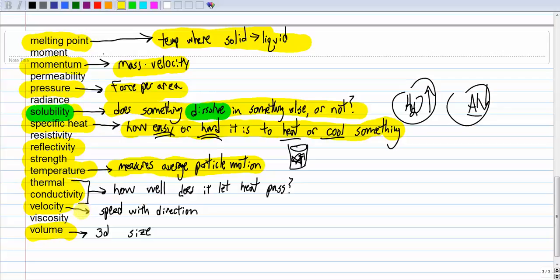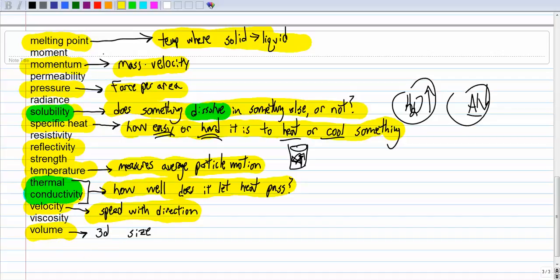Thermal conductivity. How well does something let heat pass through? If something has a high thermal conductivity, then it lets heat pass through very easily. If something has a low thermal conductivity, then it doesn't let heat pass through very easily. We call those things insulators. Velocity, that's an old term from first semester. Velocity is speed with direction, both things that you can measure without changing into a new substance.